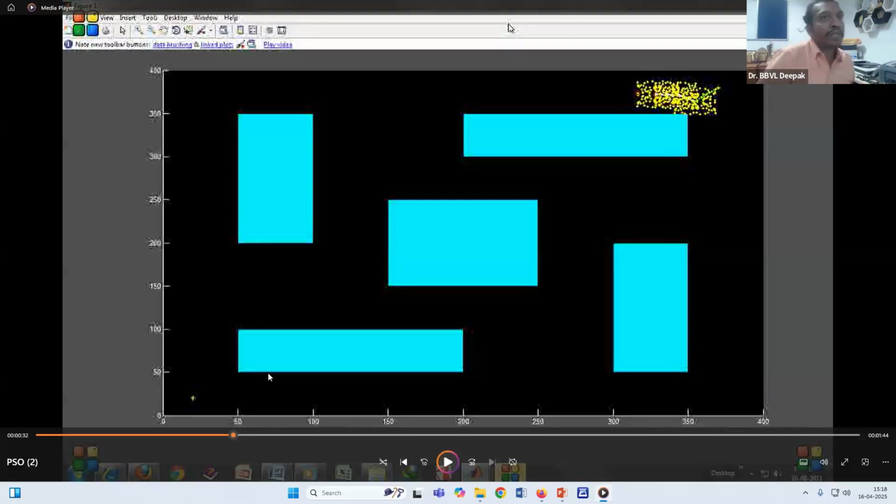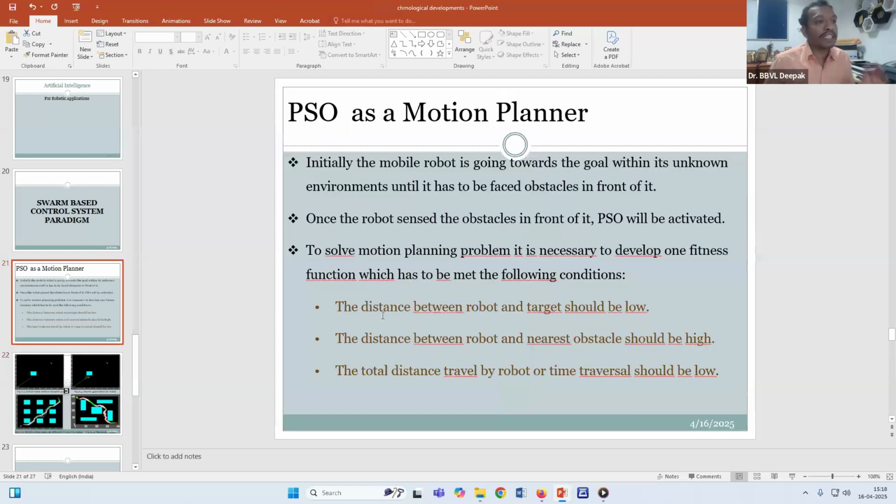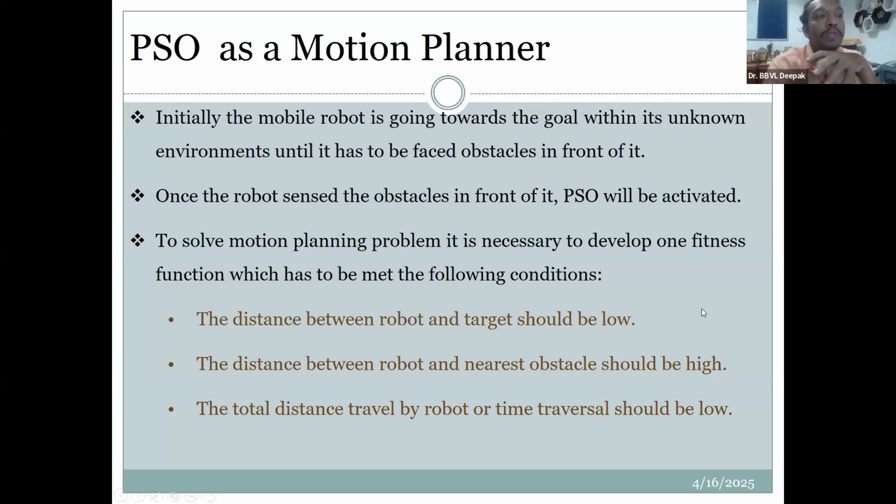Okay, and how is this swarm creation happening? The swarm is created, then the robot will see these parameters. What are the parameters? The distance between the robot and the target, the distance between the robot and the nearest obstacle, and the total distance traveled by the robot, or the time taken for the complete path of the robot. Based on these three aspects, we are generating a fitness function.